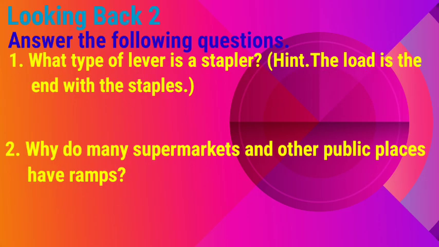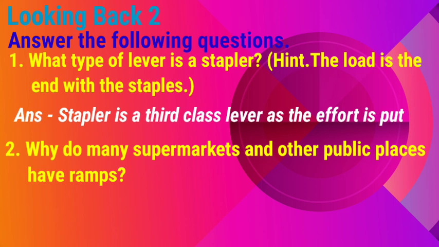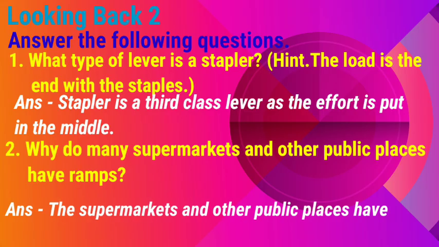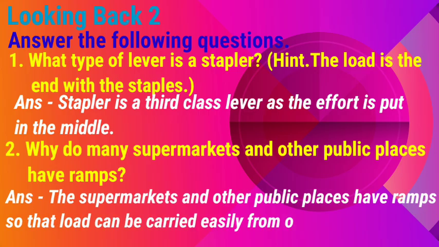Looking back 2. Answer the following questions. 1. What type of lever is a stapler? Hint. The load is the end with the staples. Answer. Stapler is a third class lever as the effort is put in the middle. 2. Why do many supermarkets and other public places have ramps? Answer. The supermarkets and other public places have ramps so that load can be carried easily from one level to another.